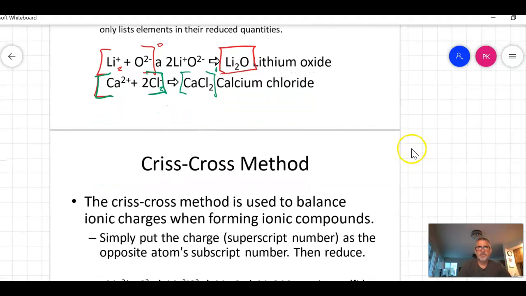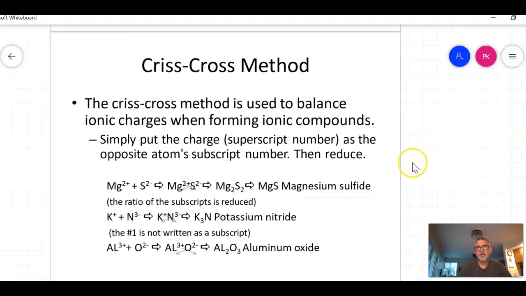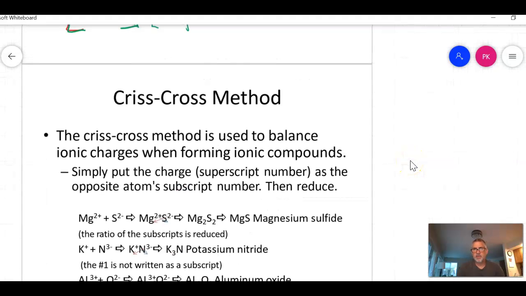So the crisscross method is an easy way to do things. The way the crisscross method works is you first have to write the ions with the charges. And then you bring the number, not the charge, the number down to the opposite ion. If you look at this example here, the S has a 2 negative charge, the magnesium has a 2 positive charge. So essentially, I would bring 2's down to each one of them. Now, in the end, we have to reduce our formula.